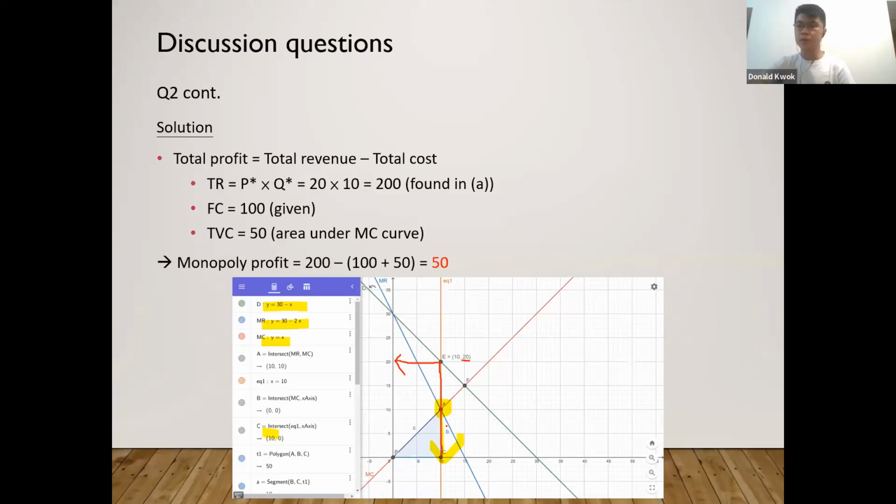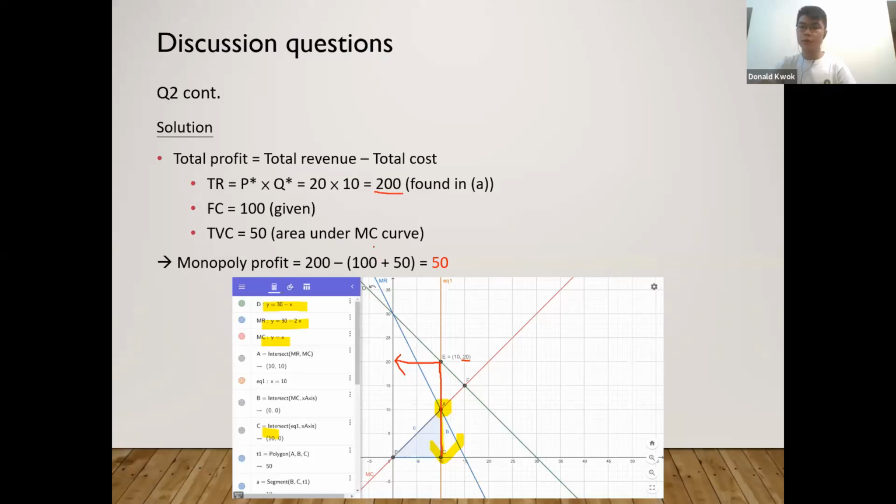Right, so this is the first part of the question. And to calculate the profit, recall that it is total revenue minus total cost. So for total revenue, price times quantity, profit maximizing price 20 multiplied by profit maximizing quantity of 10, then we have 200 as the total revenue.